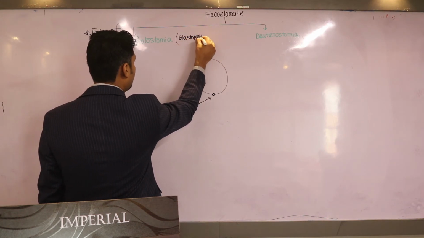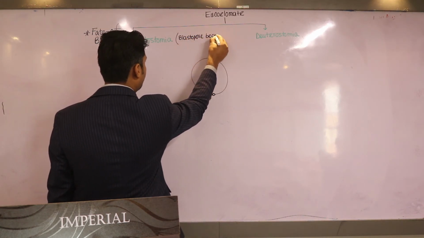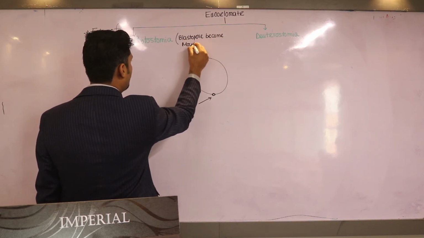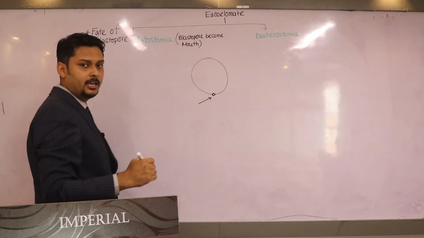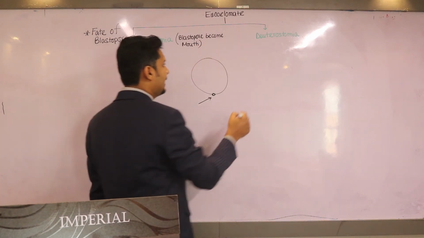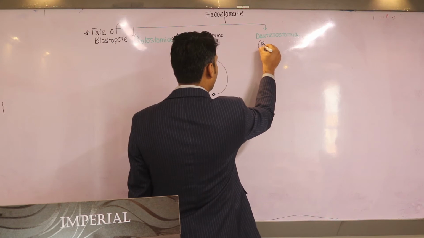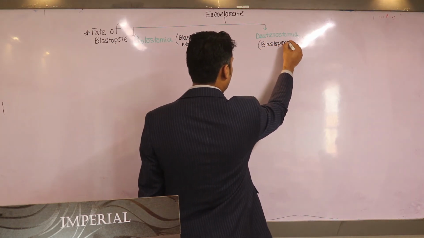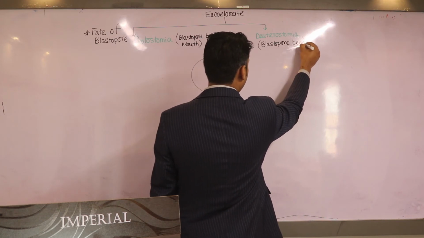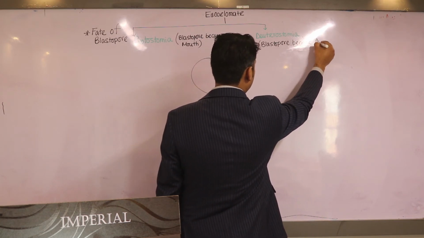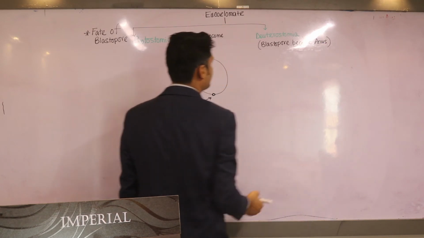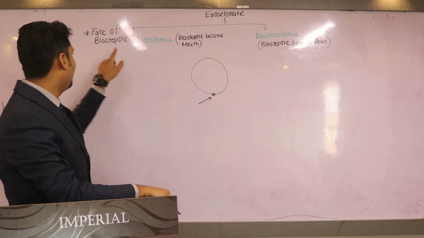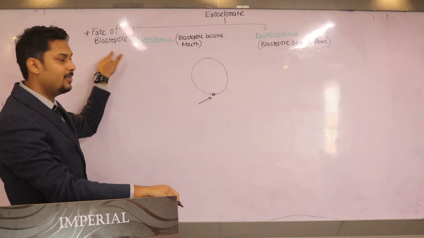Blastopore becomes mouth in case of protostomia. And in case of the deuterostomia, here blastopore becomes anus. Remember this. So protostomia and deuterostomia are based on the fate of blastopore.